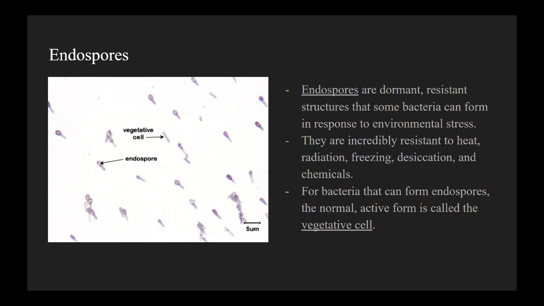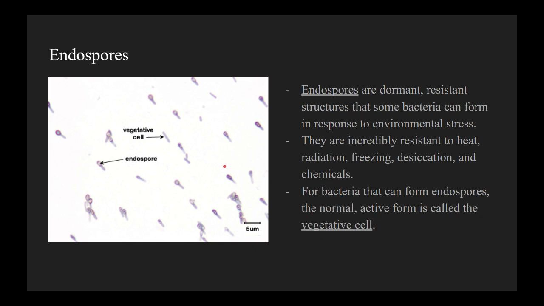They form this thick shell around themselves so that they become really resistant to factors like heat, radiation, freezing, desiccation, which is like drying out, so lack of water, and chemicals. So these guys are really hard to kill and pose a very significant problem for sterilization.